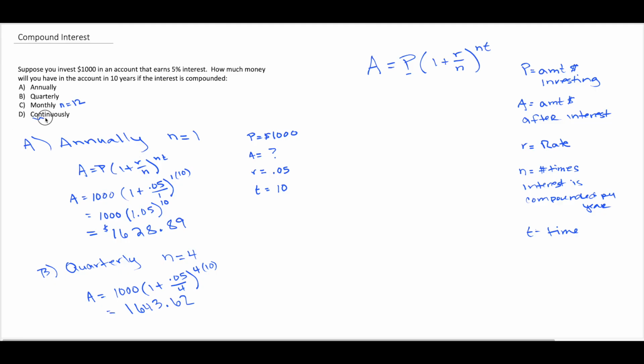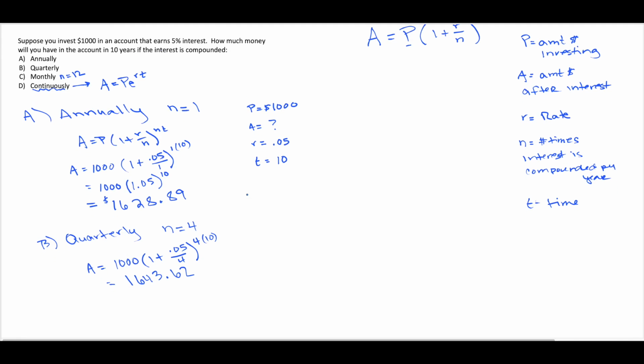So let's kind of jump to continuously. If the interest is compounded continuously, we use a slightly different formula that involves the number e. So this is A equals P times the number e to the RT, where A, P, R, and T still mean the same things that we defined them as earlier. So let's jump to part D, and we're going to use our new formula for compounding continuously. So anytime we see compounding continuously, we'll use this formula.